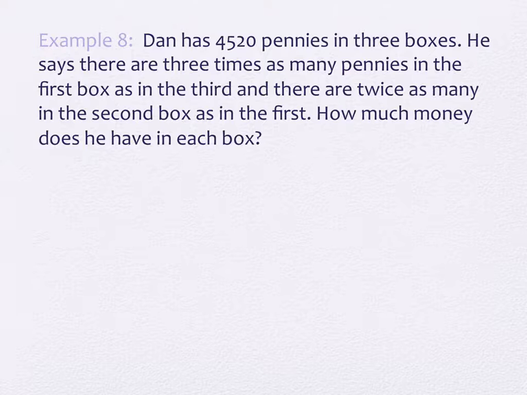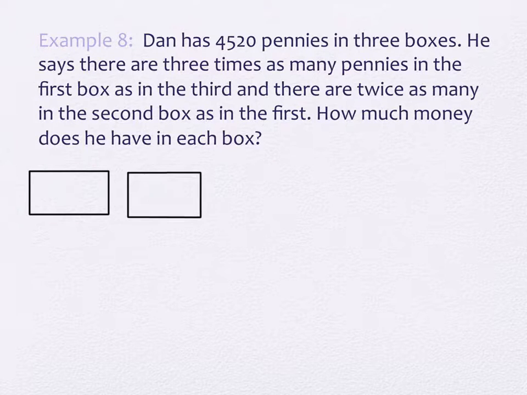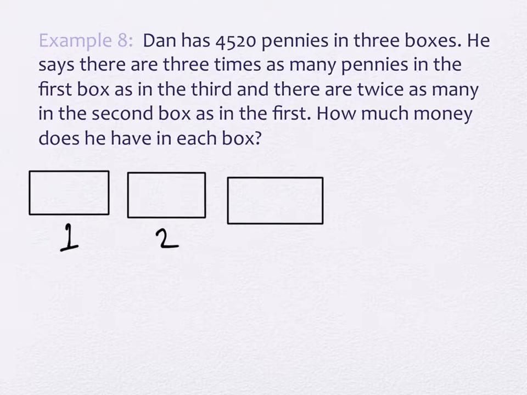All right, so I'm going to draw 3 boxes. Okay, and he numbers them, so here's box 1, box 2, and box 3. And from the description that he says, which box has the smallest? Was it the third box? I think that's right. Yeah, that's how I'm reading it as well. He says there are 3 times as many pennies in the first as the third, and twice as many in the second as the first.